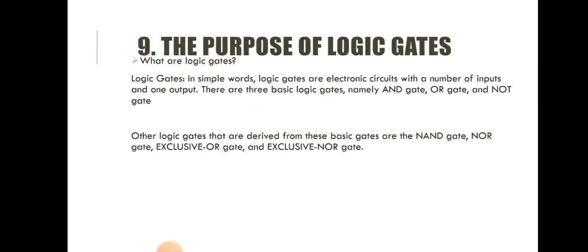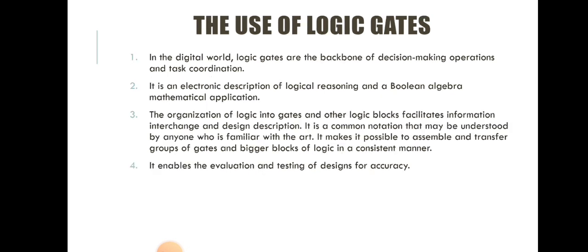The 9th main heading is the purpose of logic gates. What are logic gates? In simple words, logic gates are electronic circuits with a number of inputs and one output. There are three basic logic gates, namely AND gate, OR gate and NOT gate. Other logic gates that are derived from these basic gates are the NAND gate, NOR gate, exclusive OR gate and exclusive NOR gate. The uses of logic gates.